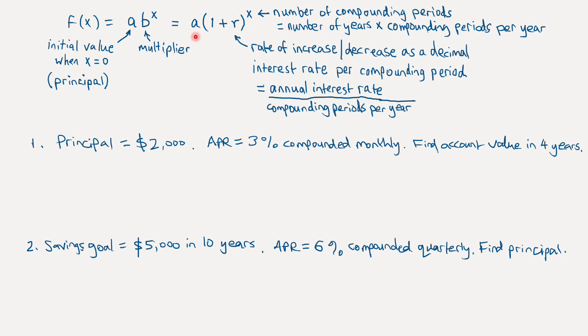And here a is the initial value when x equals 0, which in the context of compound interest is given the name the principal, and then r is the rate of increase or decrease as a decimal. In compound interest problems we're often given an annual interest rate, and then to find the value of r in this formula we need to divide that annual interest rate by the number of compounding periods per year. So we'll see exactly how that works in the examples that we're going to consider.